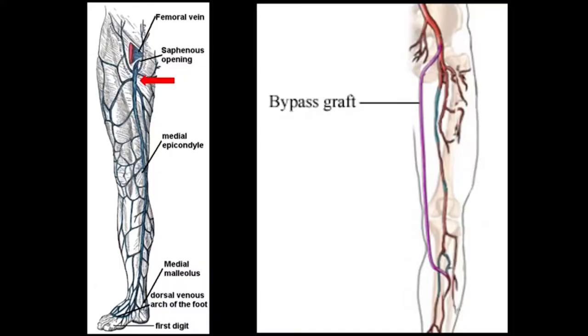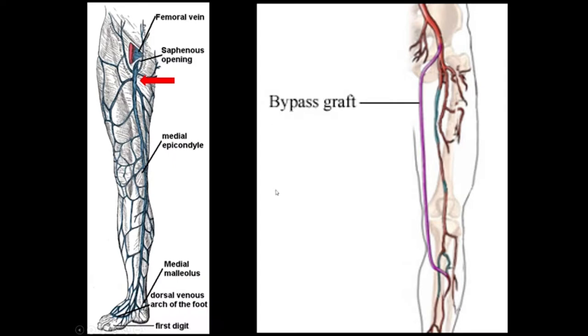So just for those who don't know, the bypass is typically done with the patient's great saphenous vein. Just as an anatomy view, the great saphenous vein runs from the medial malleolus up the medial aspect of the calf and the thigh and drains into the femoral vein at the groin.